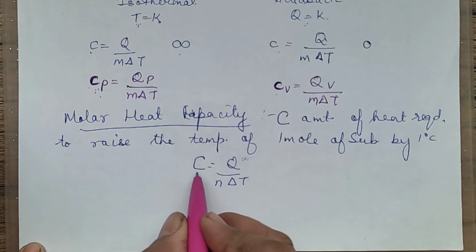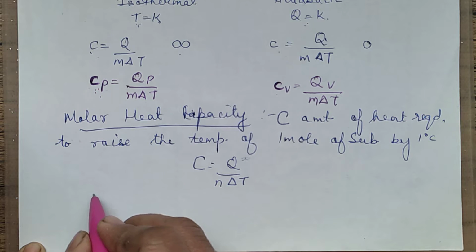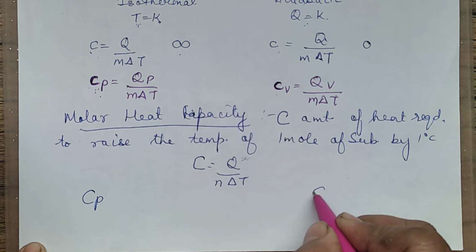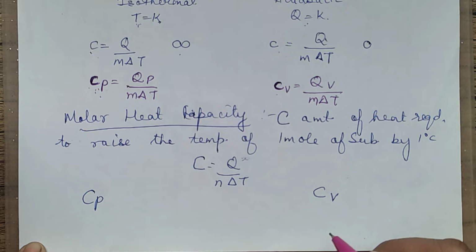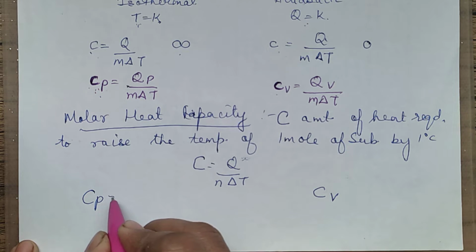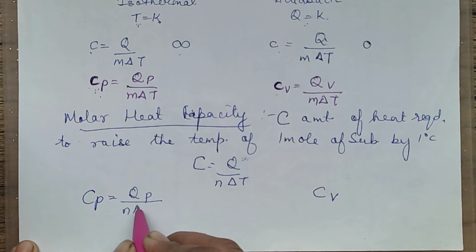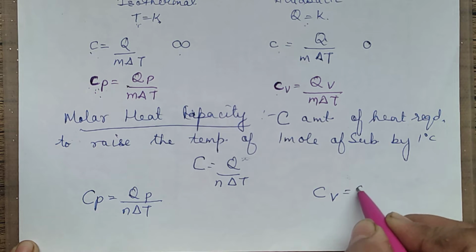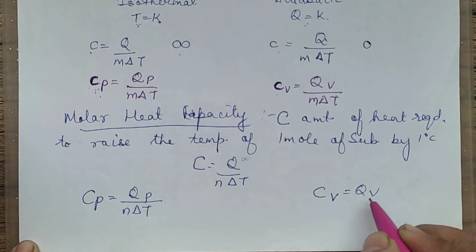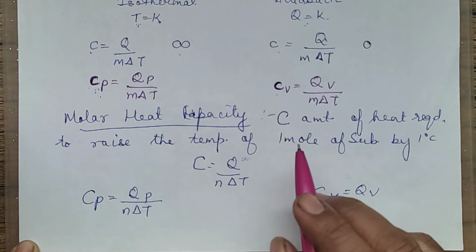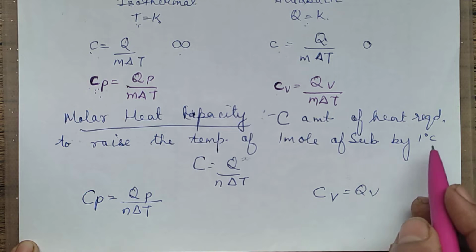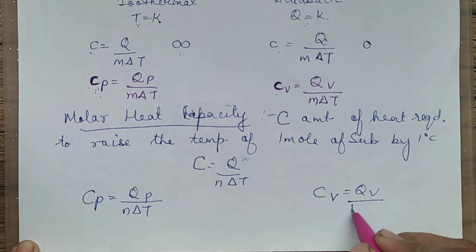In the same way, if it is at constant pressure, we will write this as Cp. If it is at constant volume, we will write this as Cv. But the formula remains the same. Accordingly, the heat measured will be at constant pressure or constant volume, whatever heat is absorbed to increase the temperature of 1 mole of the substance by 1 degree, divided by the number of moles and delta T.